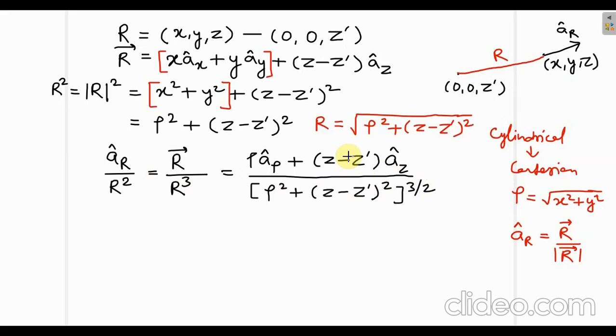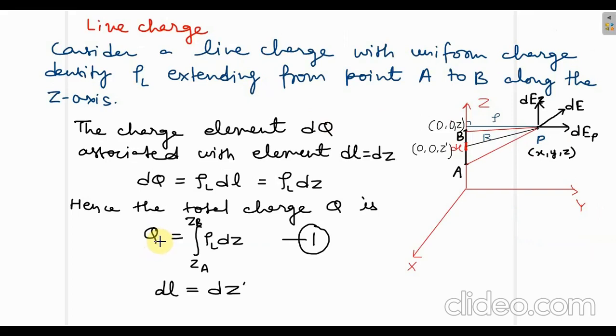Now substituting all these values into equation 1. So what was equation 1? Your equation 1 is Q equals this much, rho L dz. Now this is the charge. If we talk about the electric field intensity, what is electric field intensity? It is Q upon 4 pi epsilon naught R square.